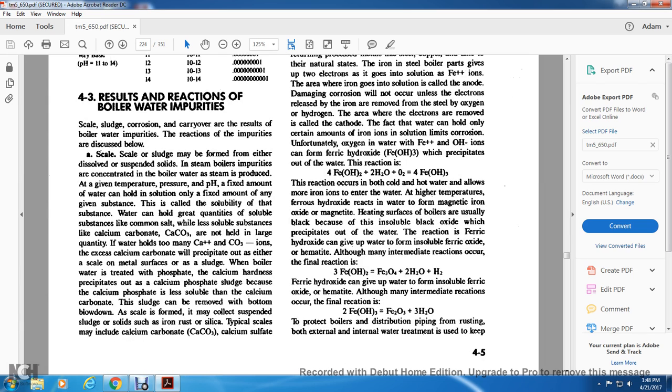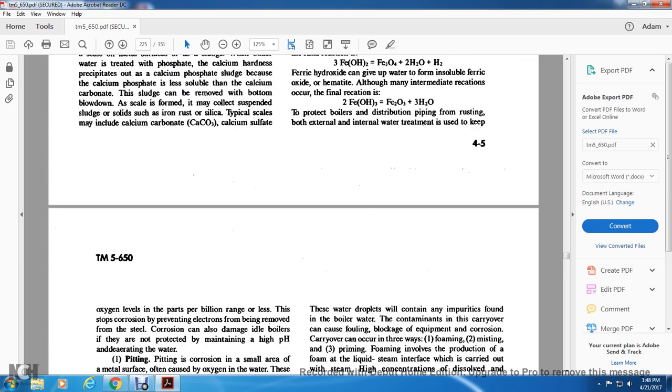Three iron molecules and four water molecules make Fe3O4 plus 4H2, hydrogen. Ferric hydroxide can give up the water as insoluble ferric oxide, hematite, although many intermediate reactions occur with the final reaction: 2Fe(OH)3 gives Fe2O3 and 3H2O. The product is boiler distribution pipe rusting.